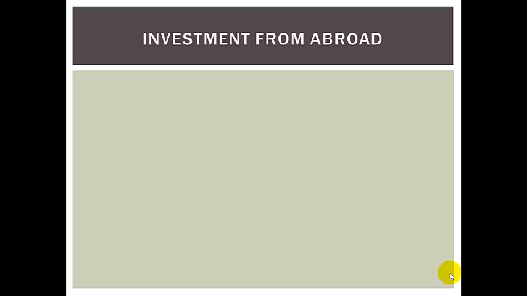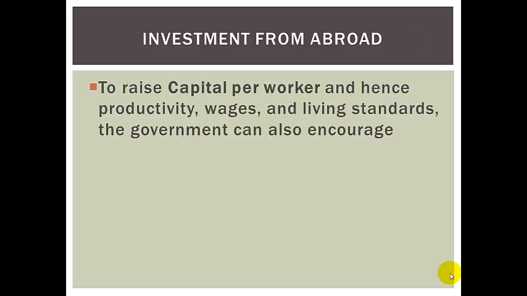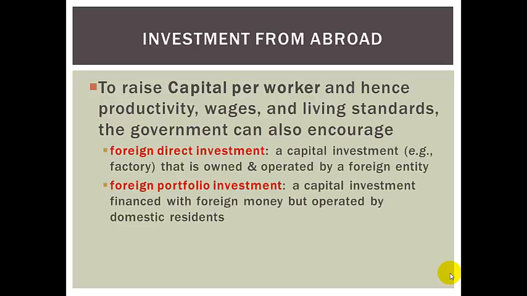Also, the government can encourage investment from abroad. To raise capital per worker and enhance productivity, wages, and living standards, the government can encourage either foreign direct investment or foreign portfolio investment, or both. Foreign direct investment refers to a situation in which a capital investment is owned and operated by a foreign entity. An example would be a Toyota company opening their factory in the United States, like they do in Georgia.